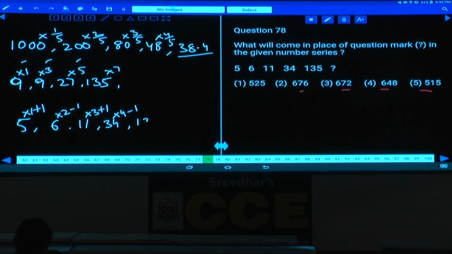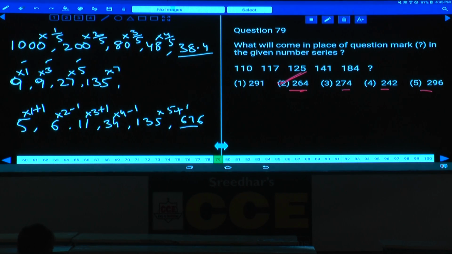135. Next one, 135 into 5 minus 1. What is 135 into 5 minus 1? Plus 1. Alternately minus 1 plus 1 minus 1 plus 1. 135 into 5 plus 1 will be 676. The last digit is 6. Only in choice 2 we are having the last digit as 6, and 676, that is choice 2. Question number 78, it is choice 2.